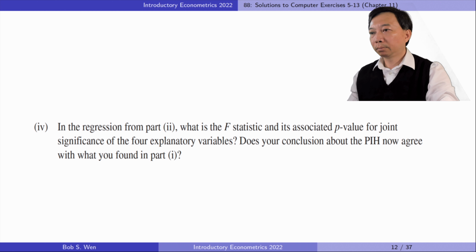In Part 4, in the regression from Part 2, what are the F statistic and its associated p-value for the joint significance of the four explanatory variables? Does your conclusion about the permanent income hypothesis now agree with what you find in Part 1? We have already answered this question in Part 3. Yes, it agrees with Part 1.